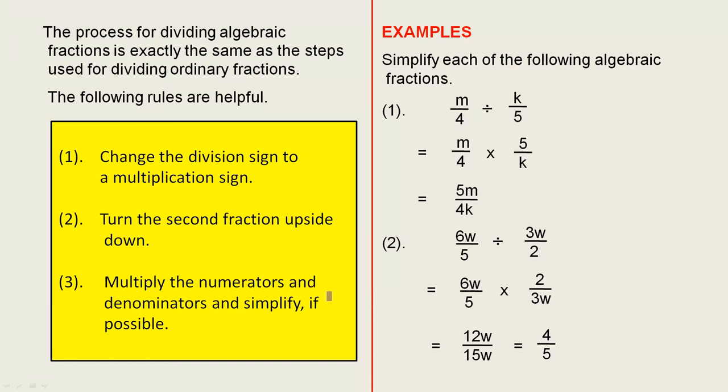And the third rule says multiply the numerators and denominators and simplify if possible. 5 times m is 5m, 4 times k is 4k. So there's the answer, and we cannot simplify it any further.